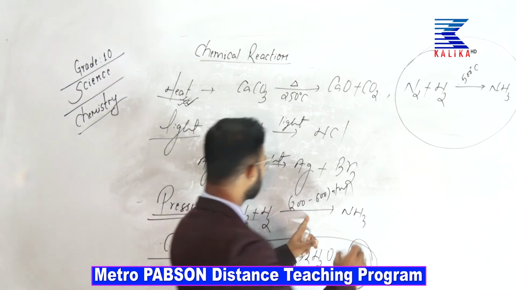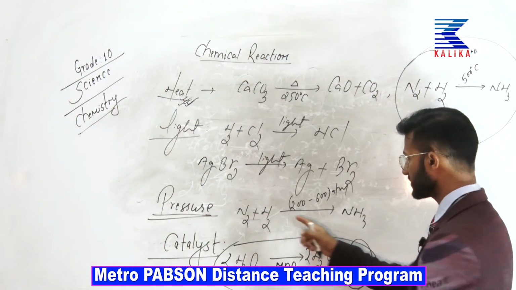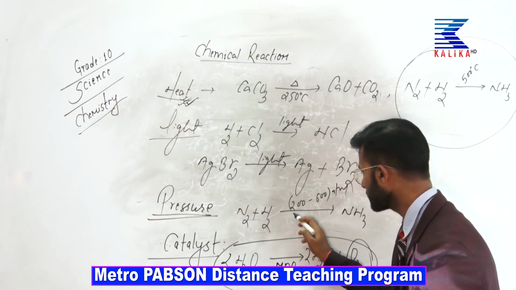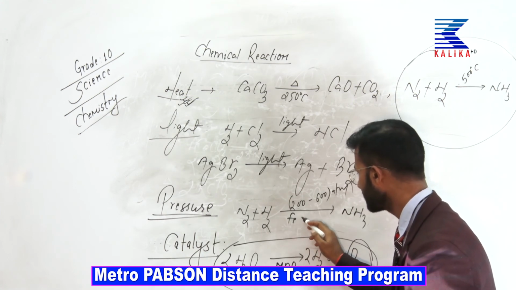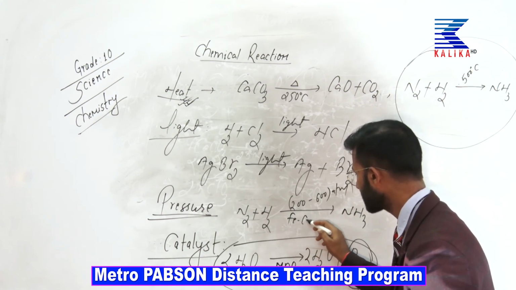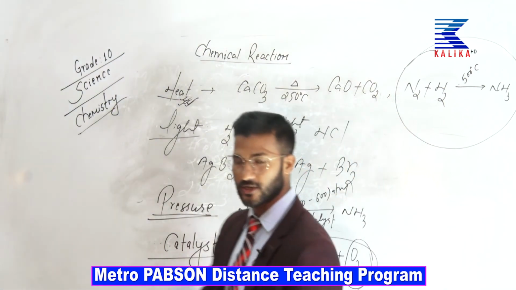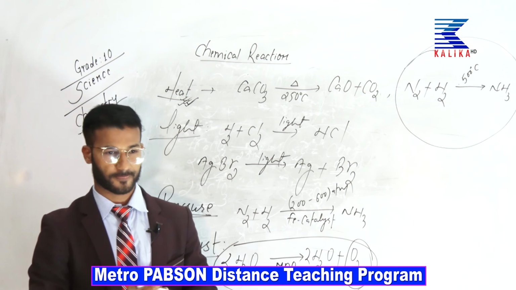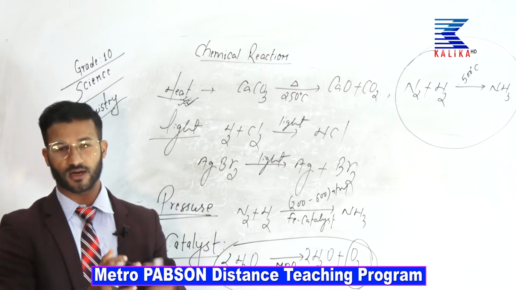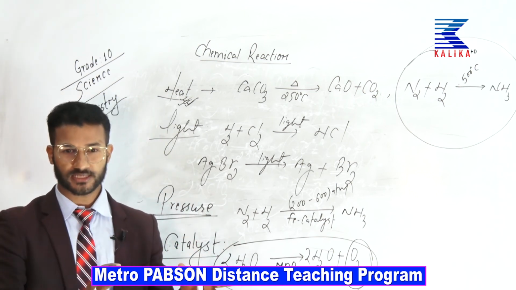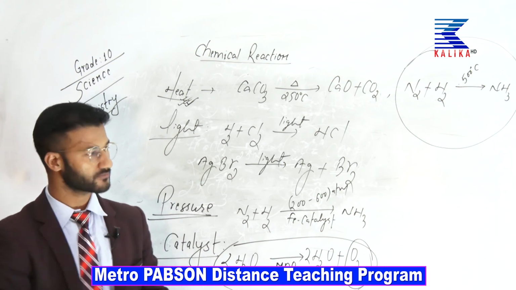In Haber's process also, without iron as a catalyst, the reaction is very slow. So, a catalyst also plays a great role in making reactants change into product faster.